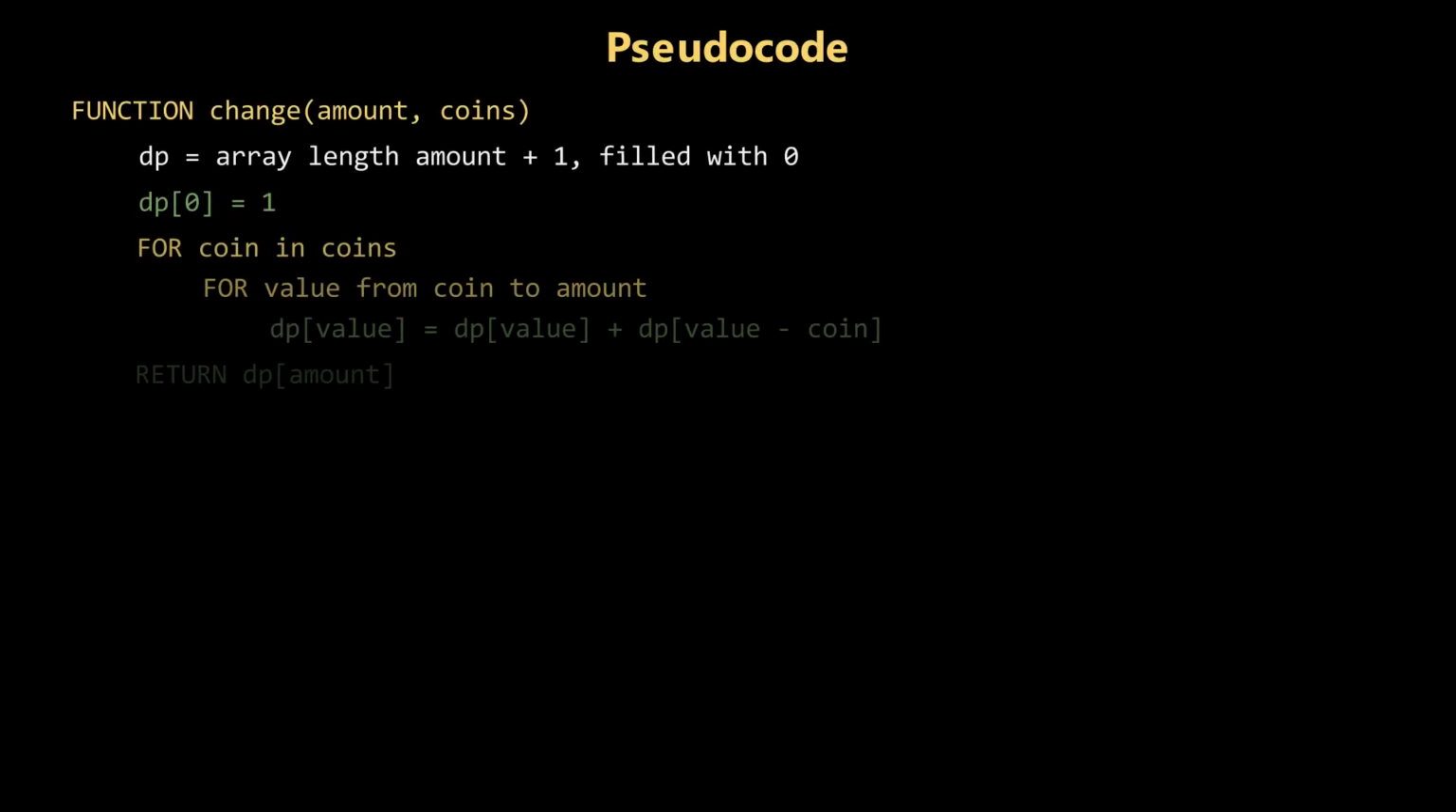The final pseudocode is short. Initialize the one-dimensional DP table, set dp0 as our base case, process coins on the outside, sweep amounts on the inside, and return dp amount.